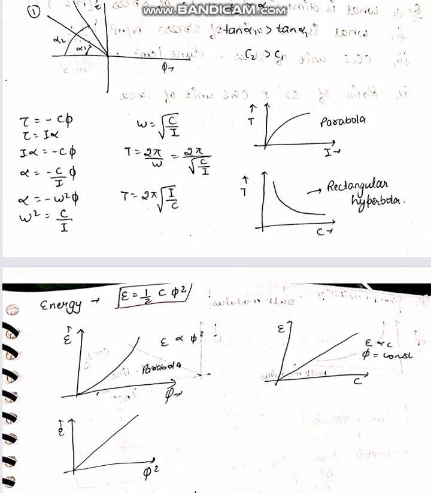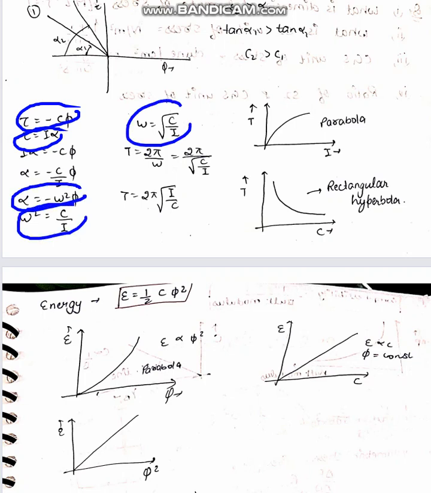It's about the time period of rotation of a torsional pendulum. So torque is equal to minus C theta. It can be written as I alpha. So alpha is going to be this. So omega square is this. Omega is this. Time period is 2 pi by omega. So we have the time period as 2 pi root I by C, where I is the moment of inertia. C is called the torsional constant.